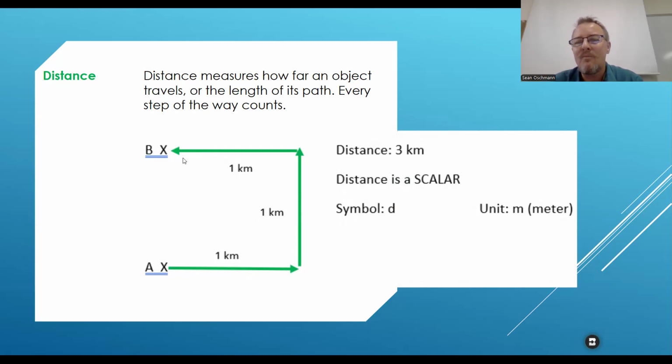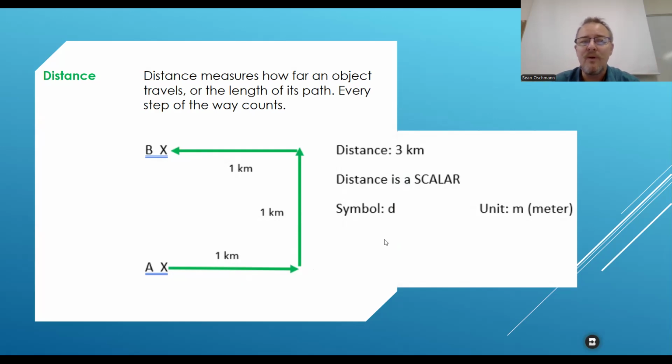Distance is called a scalar because it's not concerned really about which direction you're going. And the symbol for that is small d, not big D, but small d. And the unit is in meters or some derivative of meters: kilometers, centimeters, nanometers, and so on. Depends on if you do biology, chemistry, or physics. Physics, we like the big stuff.